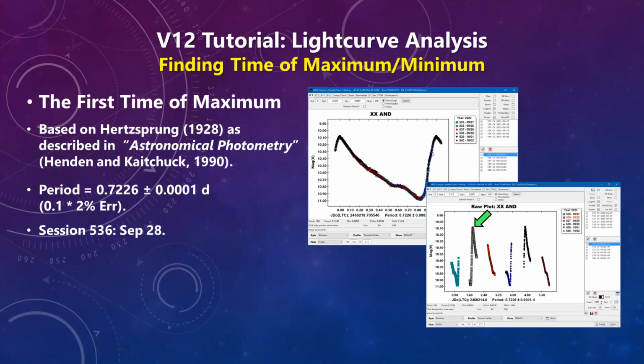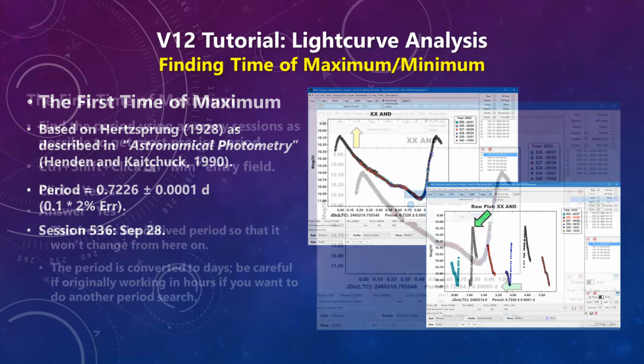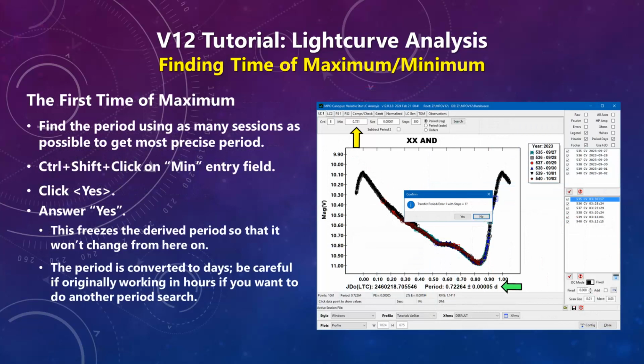The type of TOM depends on the type of variable star, the notable example being eclipsing binaries where the time of minimum is found. The first step is to use all valid sessions to find as accurate a period as possible. Once you do, Control-Shift-click on the min field and answer yes. This transfers the derived period, not the value in the min field, to the TOM page. If you're working an asteroid with periods in hours, note that the period is changed to days in the min field. Keep this in mind should you try another period search.